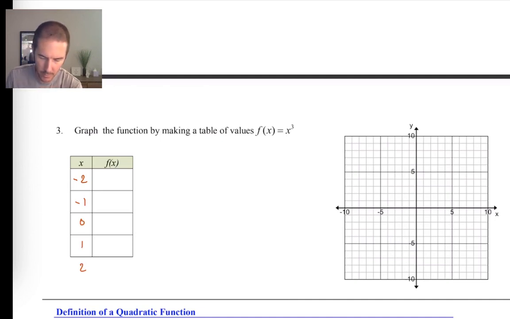-2 to the third power is -8. -1 to the third power is -1. 0 cubed is 0, and then a 1, and then an 8 as we go through and cube those various x values.